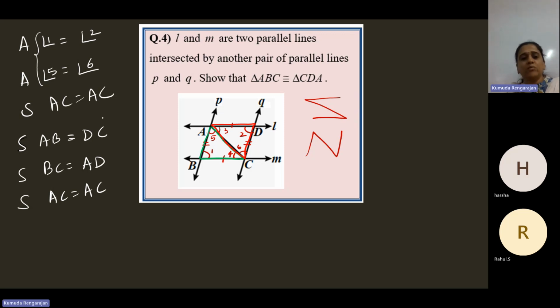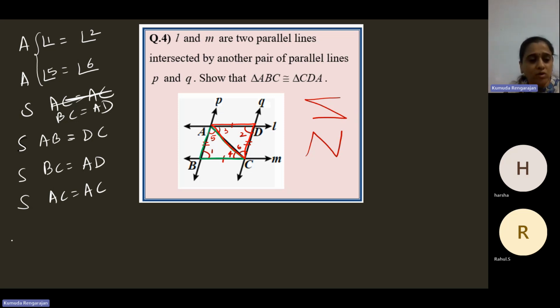In the second triangle, which is the side included by angles 2 and 6? DC. Don't write about DC. So we have not written about the included sides. AC is equal to AC. You can write AC is equal to AC, or you can write BC is equal to AD, or some other side.